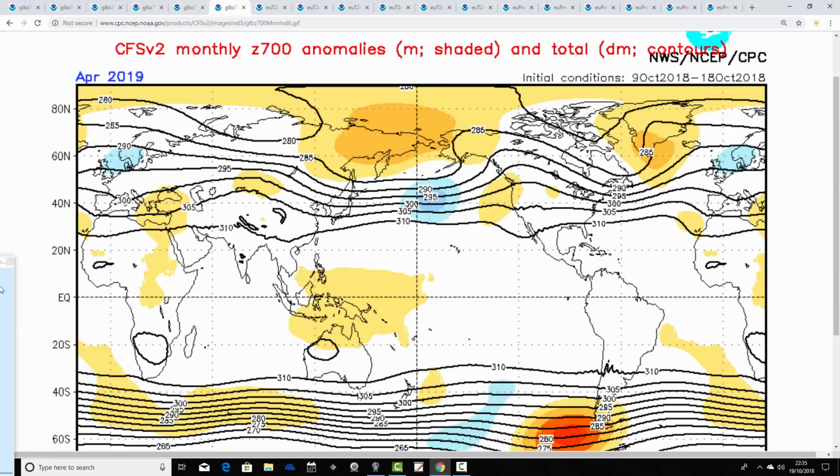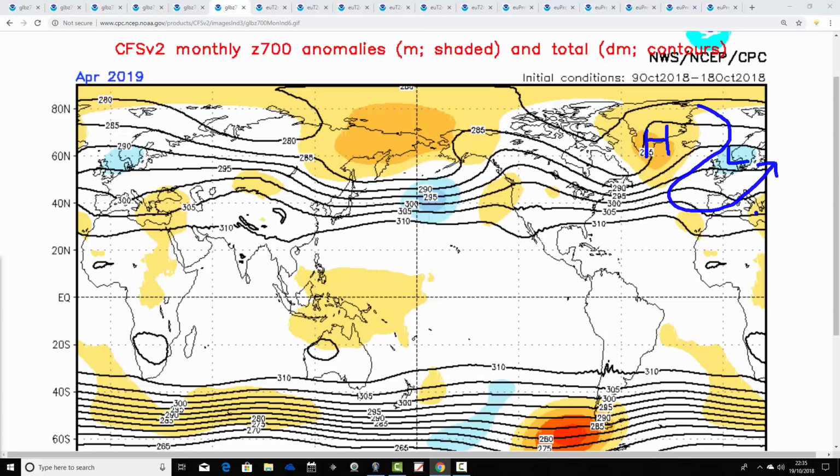And then we go through to April. And again, we still have this signal for above average heights around and just to the south of Greenland with below average heights over to the east of the country. So again, you will think that could be squeezing down the air from the north and the northwest.